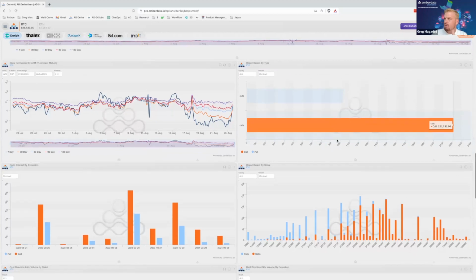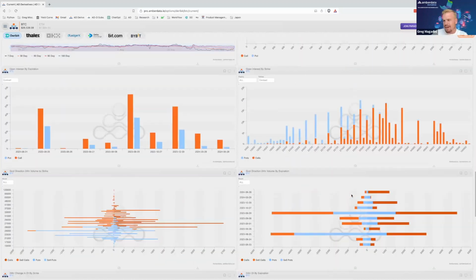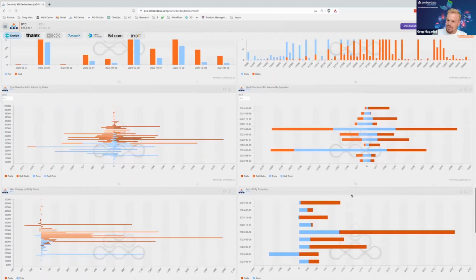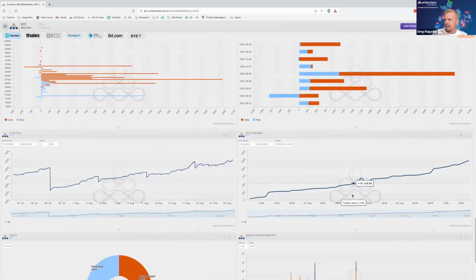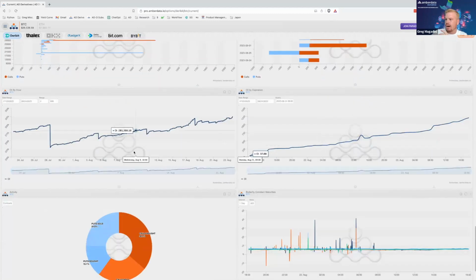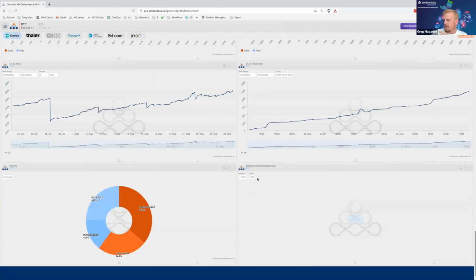If I keep scrolling through here, we'll see some more basic stuff: open interest by strike, by put calls, by expirations, volumes, by those same things, strikes, put calls, expirations, stuff like that. And if I scroll down here, I can see a buildup in open interest over time, and so on and so forth.